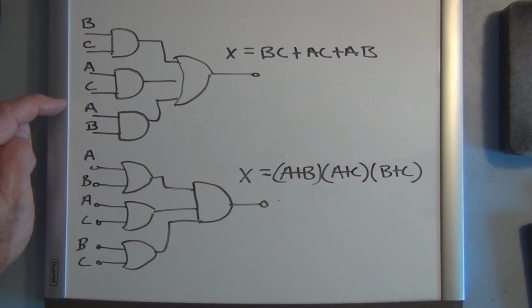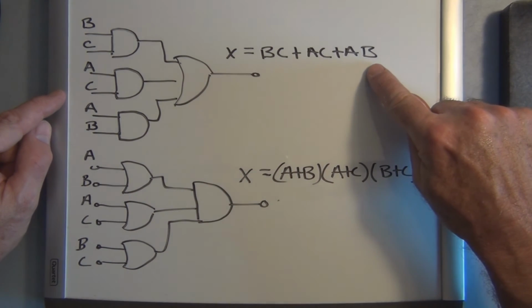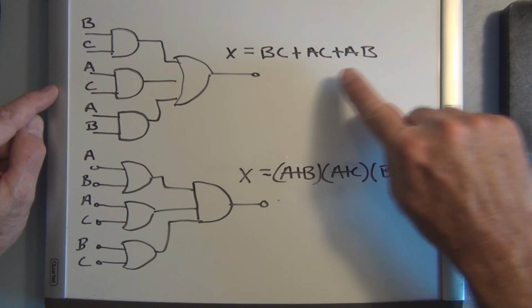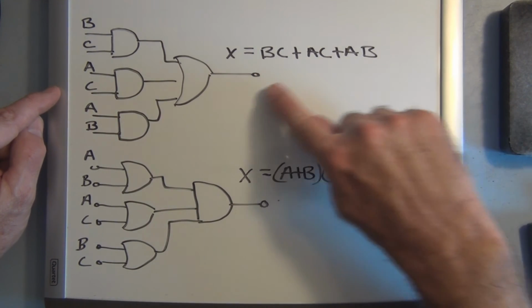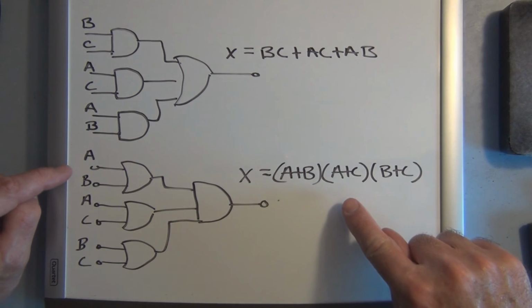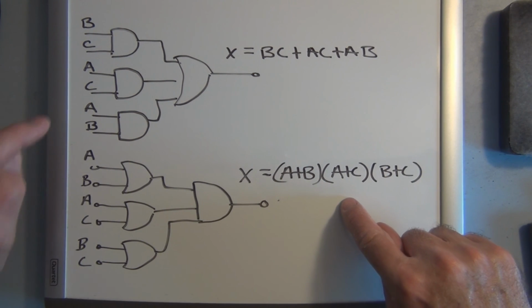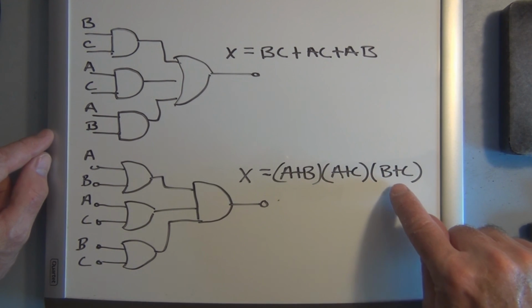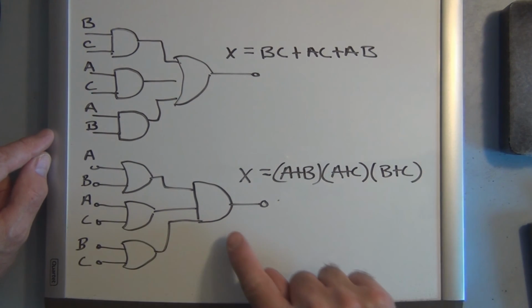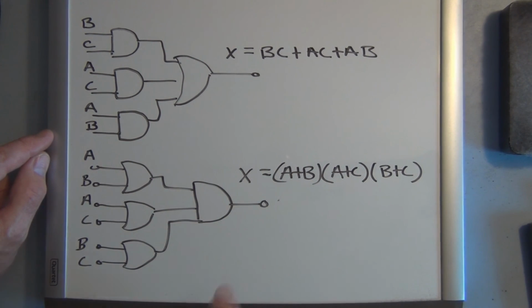So these are the 2 equivalent circuits. One is in the form of the sum of products, where each term here is an AND term, and each AND term is then ORed together. And here is the equivalent circuit in the product of sums form, where each term is an OR gate, and each OR gate output feeds an AND gate. In this case, a 3-input AND gate.